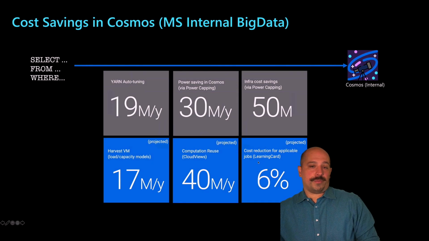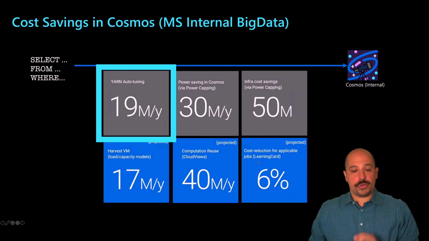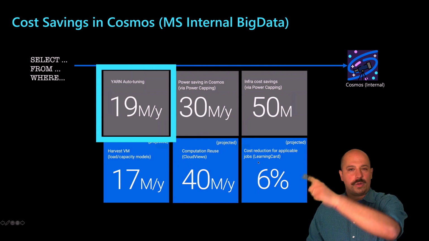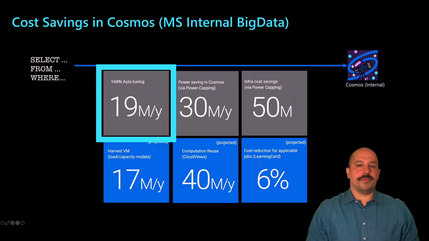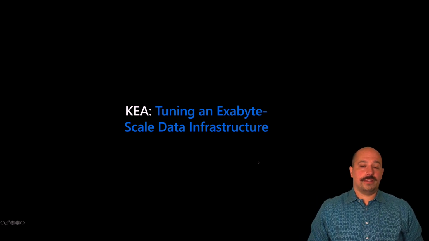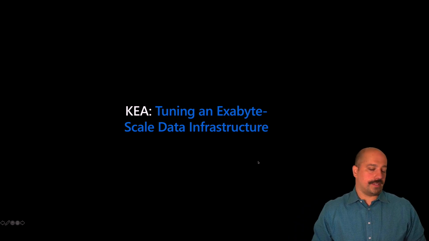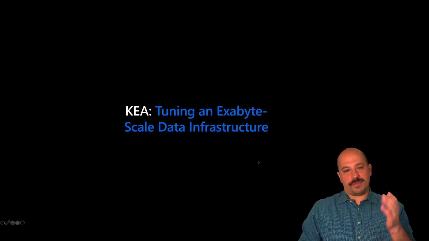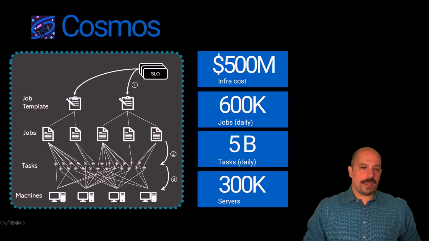So next, I'm going to take one specific example. I'm going to show you the Yarn auto-tuning project, and I'm going to show you how this kind of loop looks in practice for one specific project. The project is called KEA, or Tuning an Exabyte Scale Data Infrastructure. This paper was presented just a few days ago at SIGMOD 2021. And if you're curious about it, please go check out the original paper.